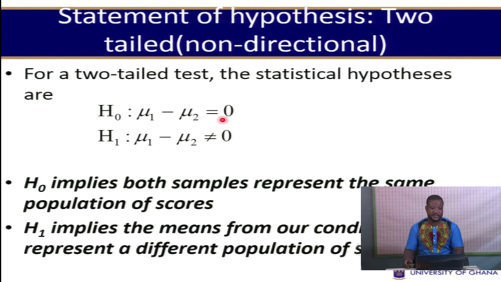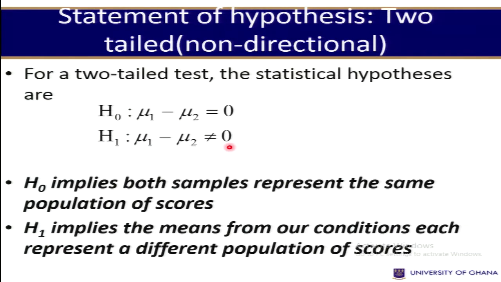So our H0 here will state that the mean of the first one minus the mean of the second one will be 0. And then our H1 will state that the mean of the first one minus the mean of the second one will not be equal to 0. Remember, we can equally express this mathematically: if there's 0 here, we can move this to this side so that our H0 can also state that the mean of the first group is equal to the mean of the second one. And then our H1 can state that the mean of the first group is not equal to the mean of the second one. That is another way of stating our hypothesis when we are dealing with a two-tailed test. So H0 implies both samples represent the same population of scores. H1 implies that the means from our conditions each represent a different population of scores.